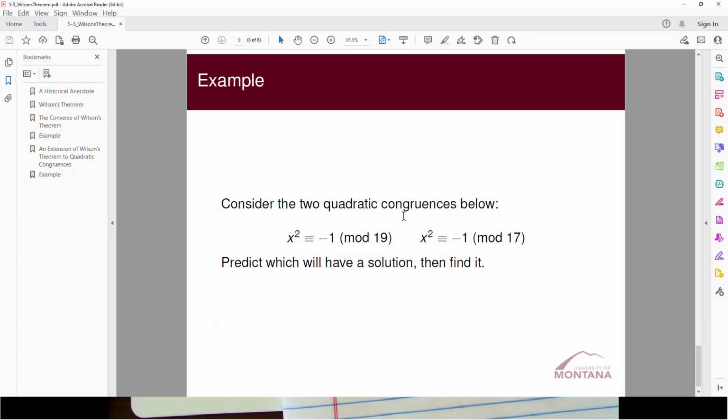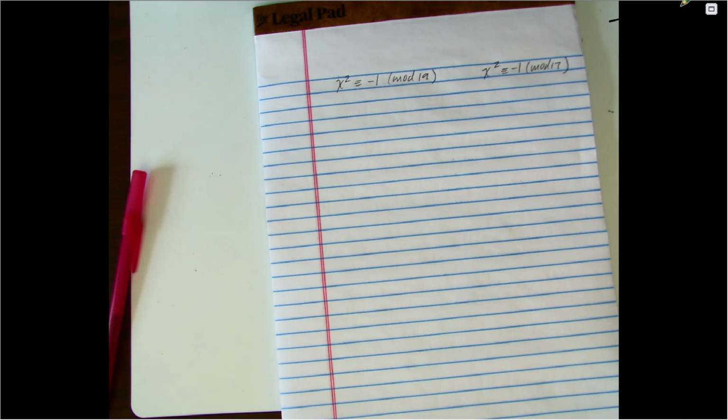So here's the final example. Consider the two quadratic congruences: x squared congruent to negative 1 mod 19, and x squared congruent to negative 1 mod 17. Predict which will have a solution, then find it. I should say find all solutions. Let's go ahead and do that next.